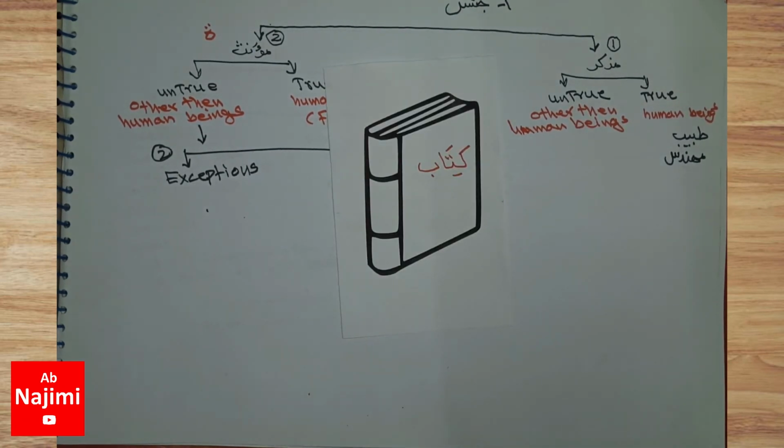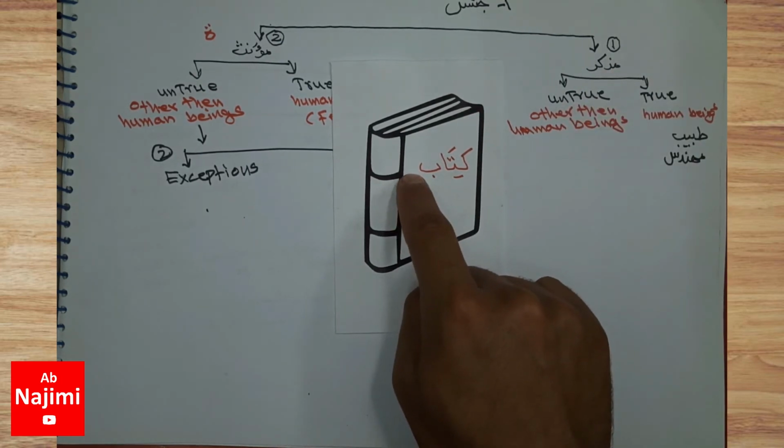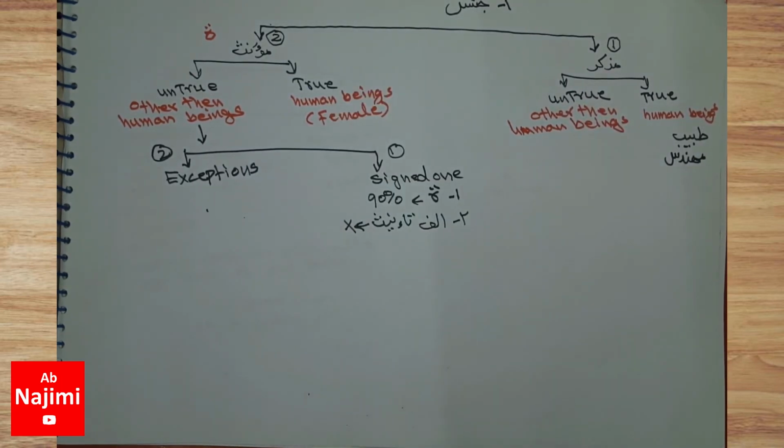And untrue mudhakkar asma, this kitab is untrue mudhakkar because it doesn't have ta'itanis. So I hope you have understood.